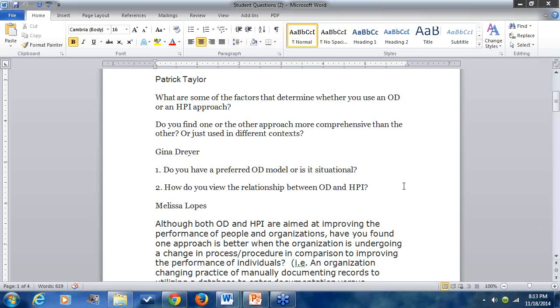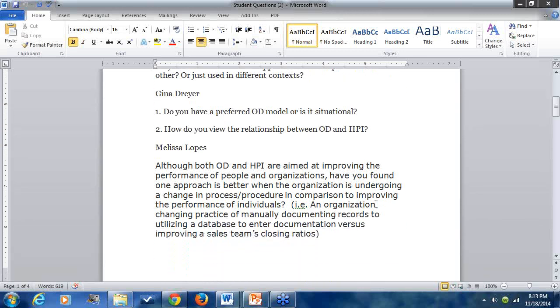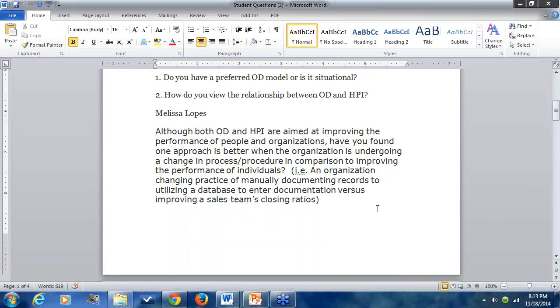How do I view the relationship? It's symbiotic. It absolutely is symbiotic. I think we need to do both.